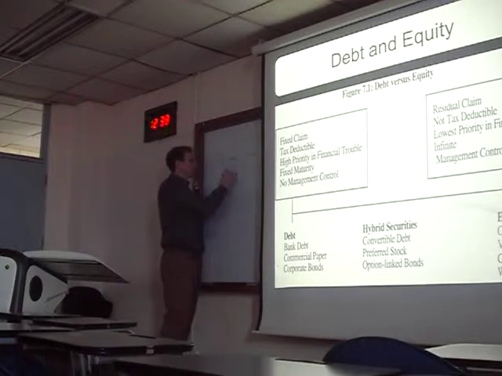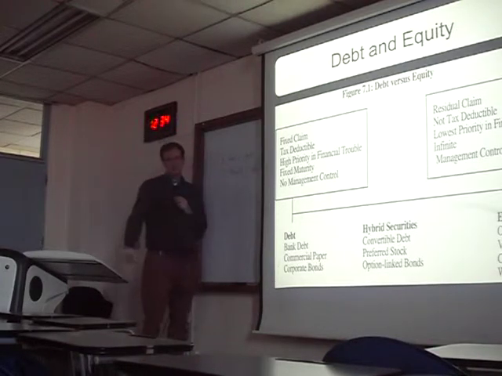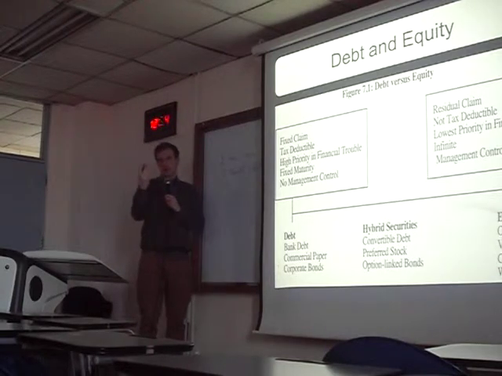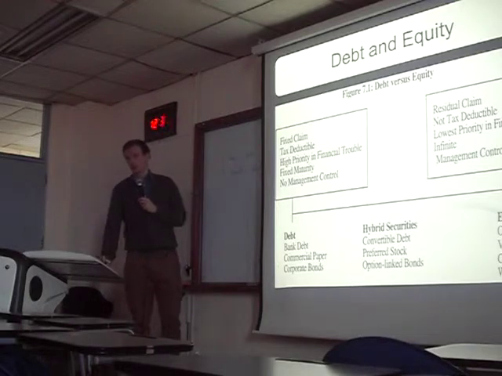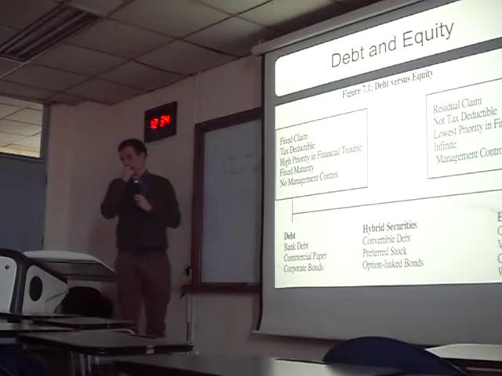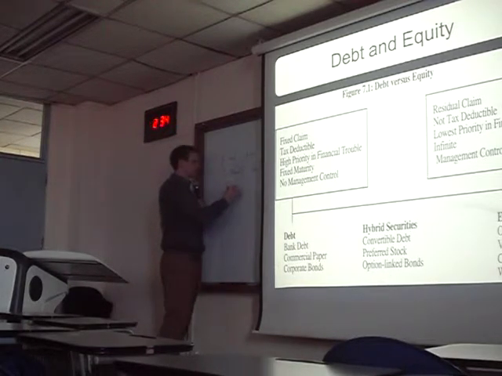Priority in financial trouble. If the company defaults, debt also has priority, right? Company goes bankrupt, they sell the land, sell the buildings, give the money back to the creditors, right? Not to the owners, to the debt holders, okay? Any other difference? Okay, control is a big difference. Equity has control, debt has no control.